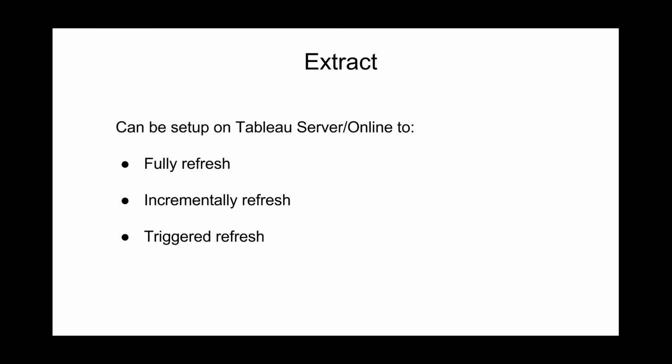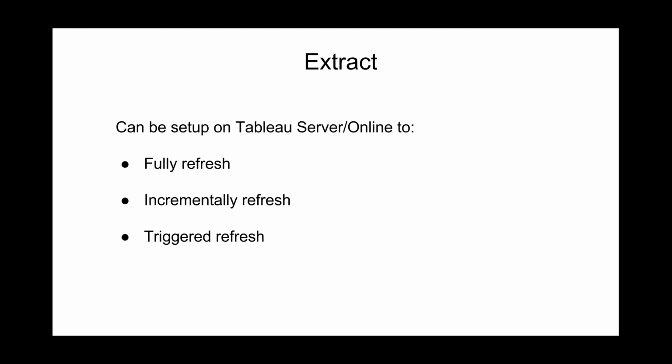You could also set up an incremental refresh. So what an incremental refresh does is it just adds new rows to your extract, right? So let's say that you've got an extract that went all the way up to yesterday, November 16th, and then you want that extract just to incremental refresh today. It will just add November 17th data.